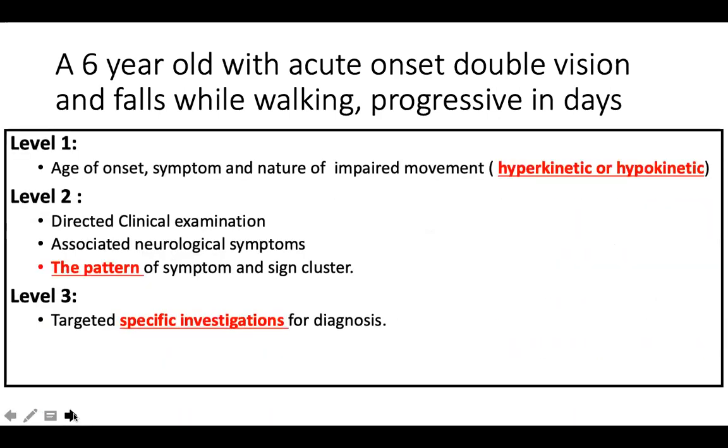So there are three levels in reaching a diagnosis. The first level is about understanding the symptom: how was the onset, how was the progression, and what is the nature or impact of a particular symptom, in terms of whether it's a hypokinetic or a hyperkinetic eye movement disorder. And then you try to examine the eyes in detail, the pupils, the fundus, the eye movements, and you examine the other neurological axis, like we have done in this child, and you try to form a pattern. Once you have formed a pattern, you can have directed investigations to reach the diagnosis.